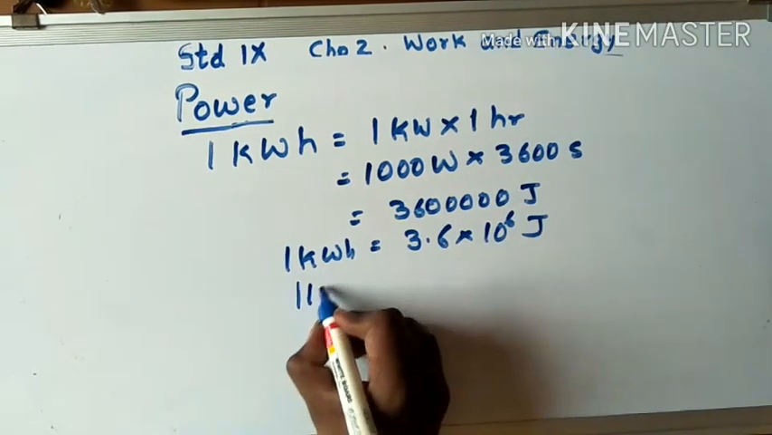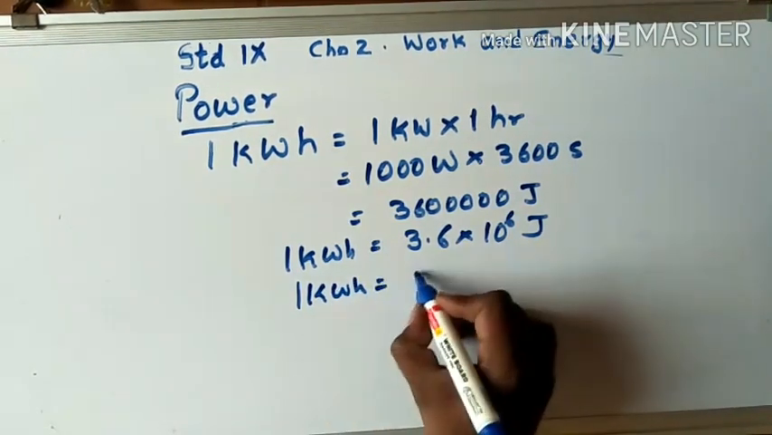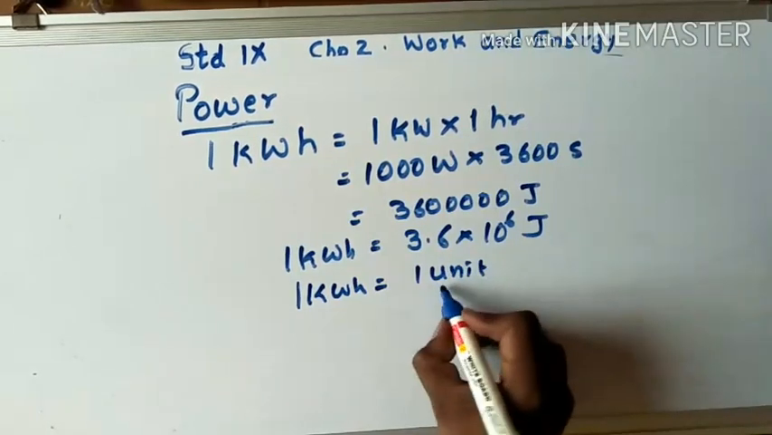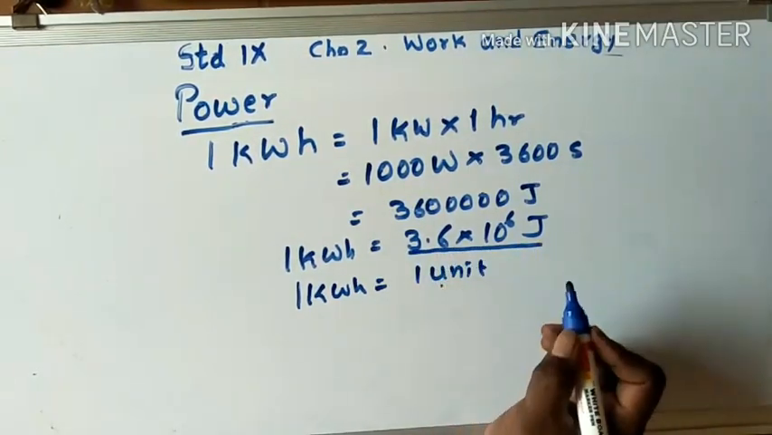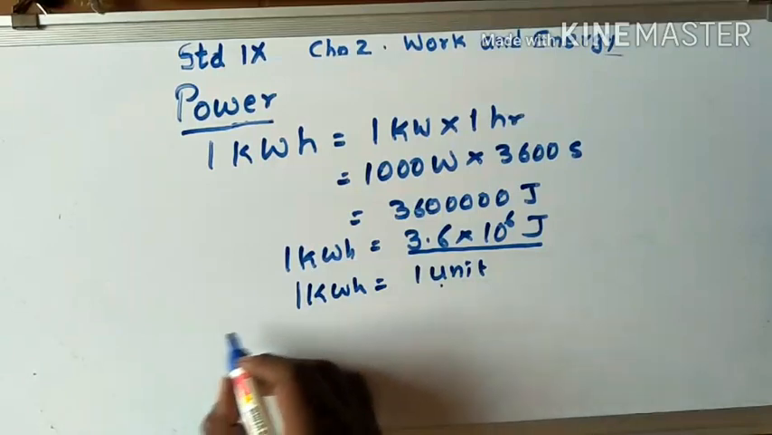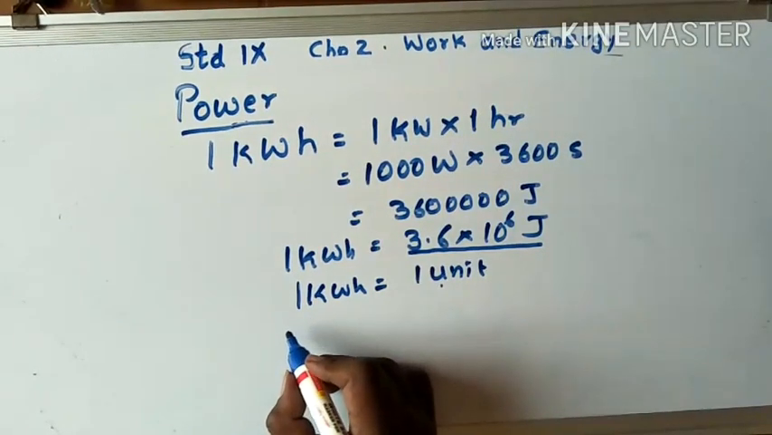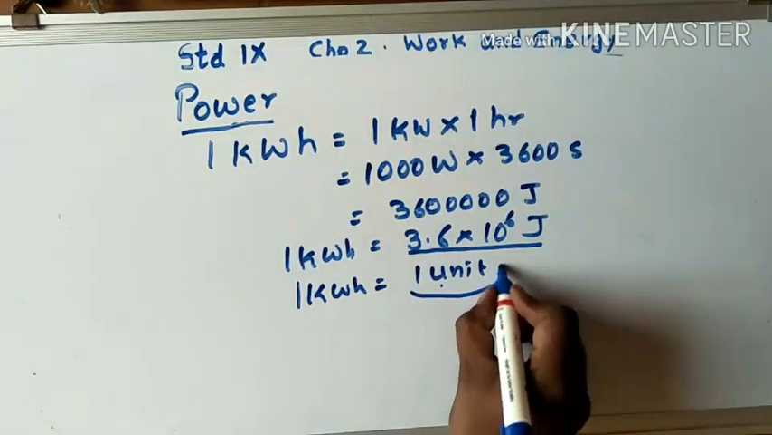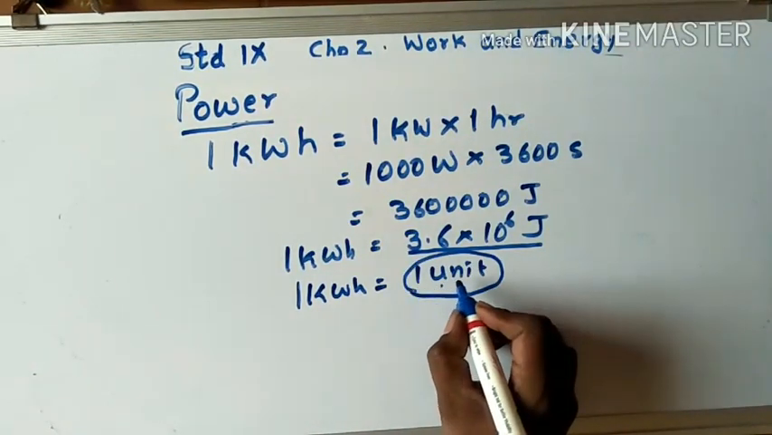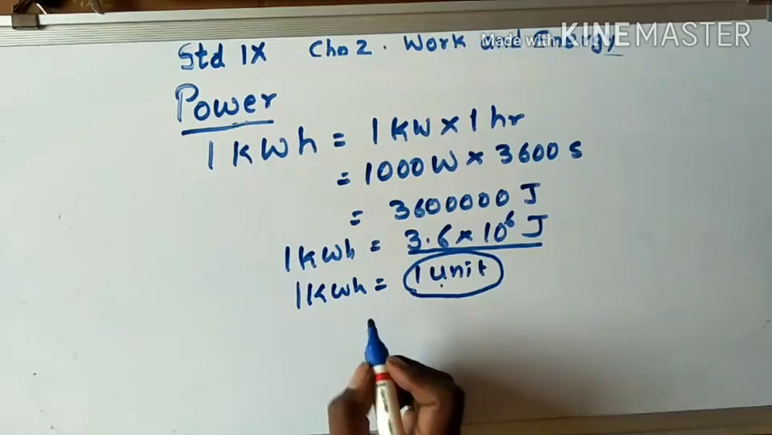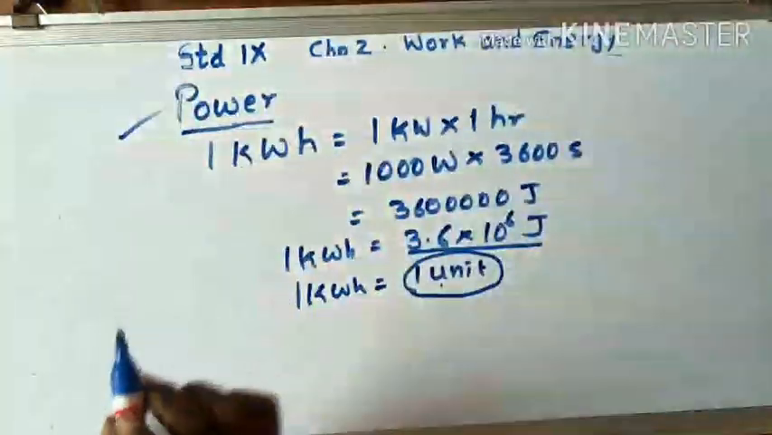So that means 1 kilowatt hour is 1 unit. Now this 1 unit is 3.6 into 10 raised to 6 joule. So electricity used for domestic purposes is measured in units, and 1 unit is 1 kilowatt hour. This is the story of your power.